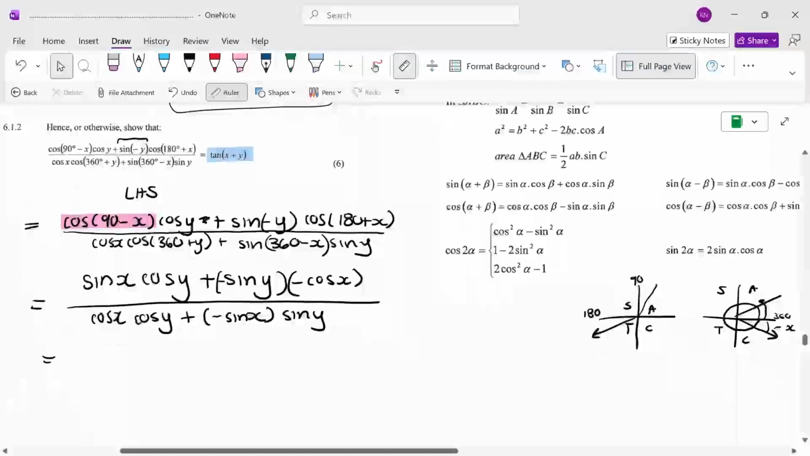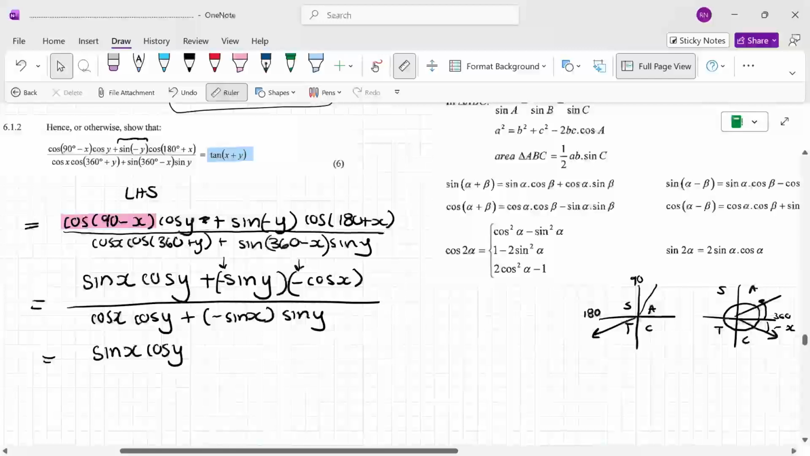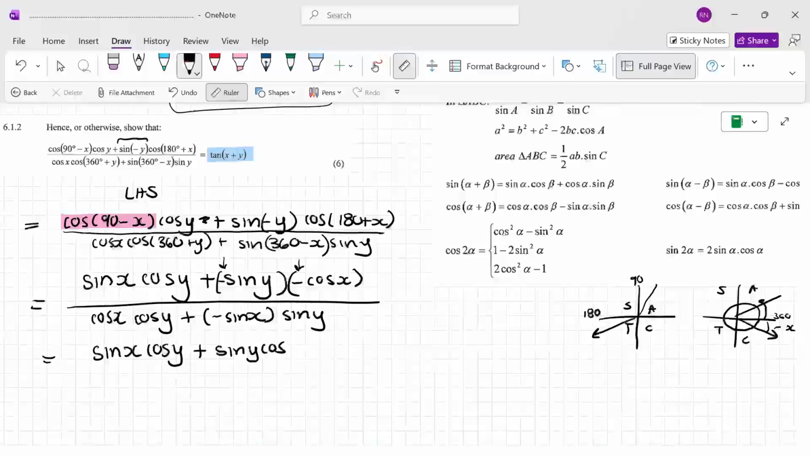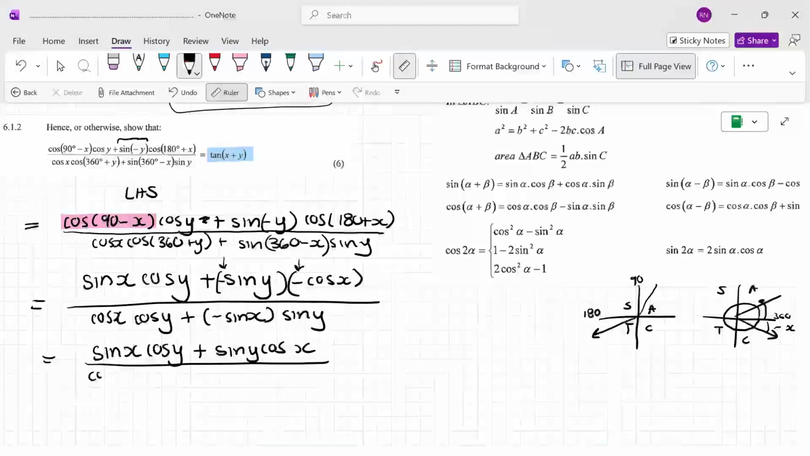And then now let's rewrite the sine of x, cos of y. This is a minus here, there's a minus here, so that just becomes a positive, right? Negative, negative, plus sine of y, cos of x, all over cos of x, cos of y, and then this is a minus here, so that's going to go to the front.